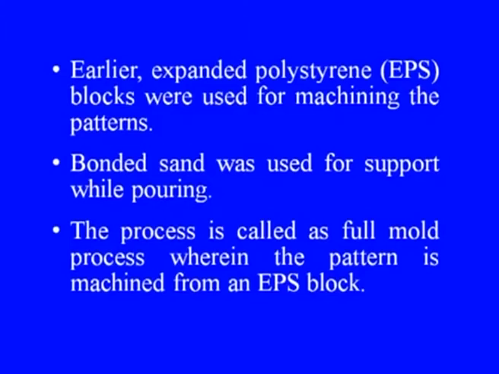Earlier, expanded polystyrene, also known as EPS, blocks were used for machining the patterns. Bonded sand was used for support while pouring. The process is called the full mold process, wherein the pattern is machined from an EPS block. The process is primarily used to make large one-off castings.